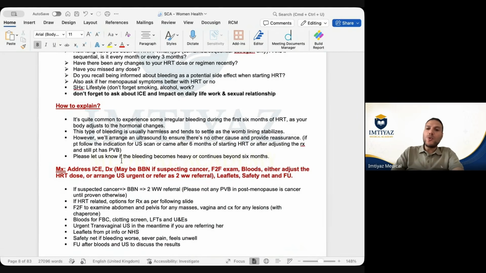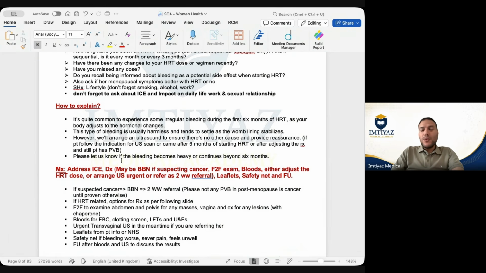And if she was started on HRT, you need to ask, for how long did you take HRT? Did you miss any day or not? Did you miss any day for the HRT or not? Any recent change in the dose or not? Those are the important questions depending on the case scenario.